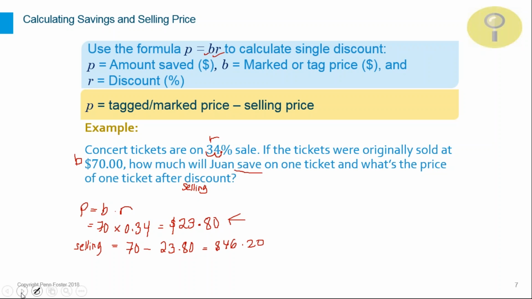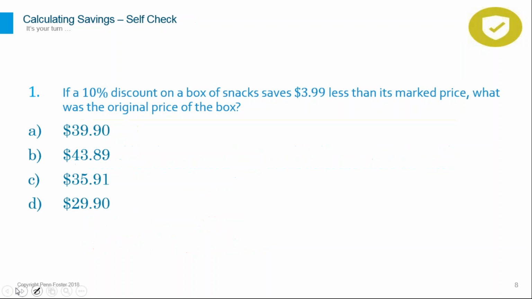Let's do an example or a self-check question. Again, those questions are not graded. These are given to you to assess yourself. Let's read the question, and then I'm going to change my screen and give you the question and the answer choices, and you can answer or pick the one that you think is correct.